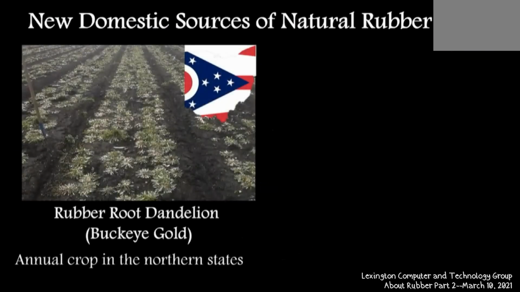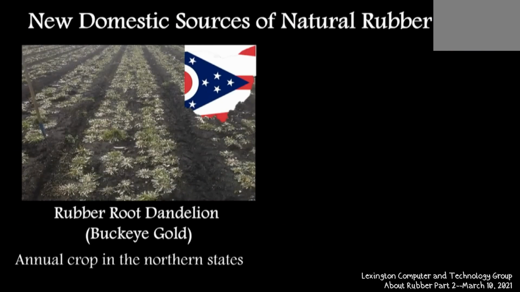And so there are new domestic sources of natural rubber. So this is what we work on in Ohio. This is the rubber root dandelion. It actually comes from Kazakhstan, of all places. And we like to call it Buckeye Gold. But anyway, this field was in Ohio, and we can grow this as an annual crop.